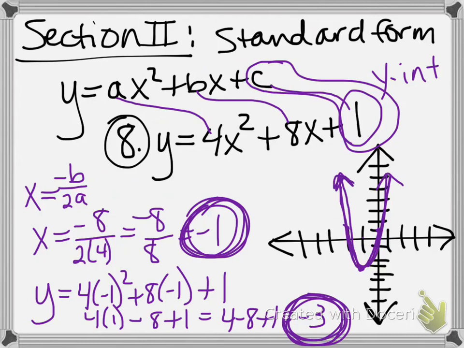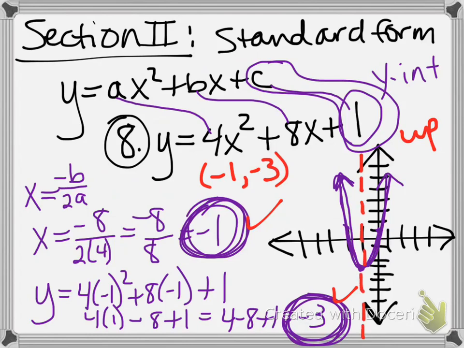Now, which way does this open? It opens up. What's my vertex? Negative 1, negative 3. So putting that together, I have negative 1, negative 3 for the vertex. The axis of symmetry. The axis of symmetry is an imaginary line that goes through here. Since the axis of symmetry is a line, it has to be an equation. So the axis of symmetry is x equals negative 1. That's my axis. X equals negative 1 because it is a vertical line.